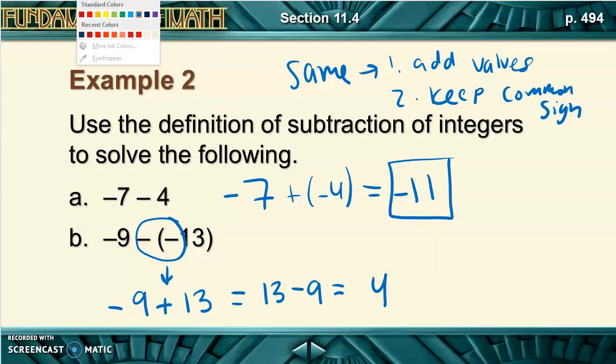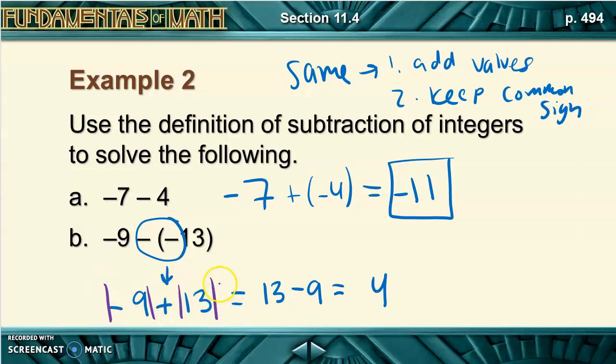And which number has a larger absolute value? Which is bigger, the absolute value of negative 9 or the absolute value of 13? Well, 13 is a larger absolute value, which is a positive value, so that means our answer is positive. Our answer is positive 4.